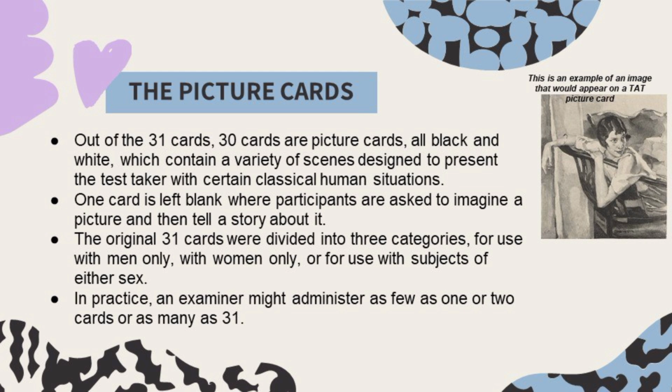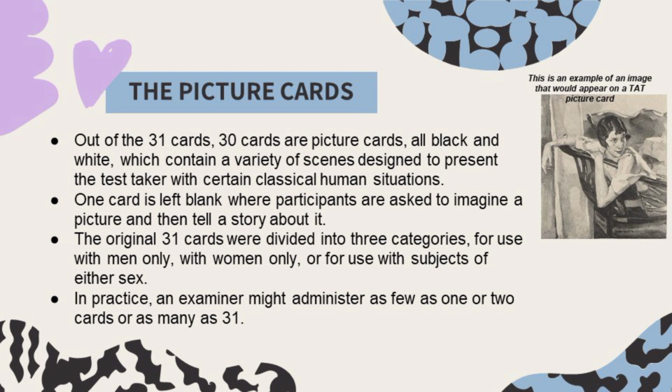The picture cards. Out of the 31 cards, 30 are picture cards, all black and white, which contain a variety of scenes designed to present the test taker with certain classical human situations. One card is left blank, where participants are asked to imagine a picture and then tell a story about it. The original 31 cards were divided into 3 categories: for use with men only, with women only, or for use with subjects of either sex. In practice, an examiner might administer as few as 1 or 2 cards or as many as 31.